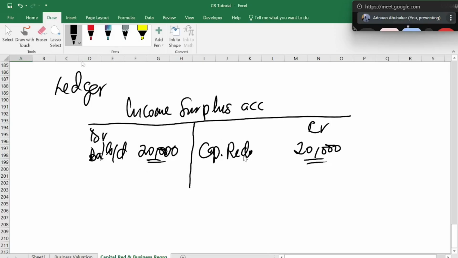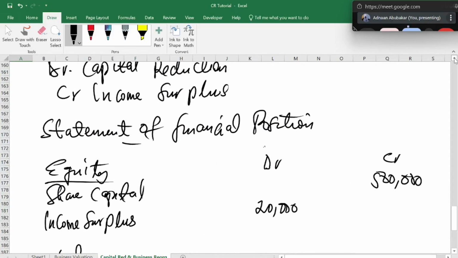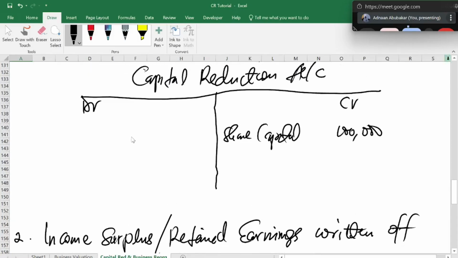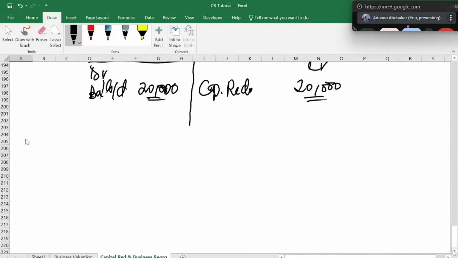So you see that this one will go to the capital reduction account. Since capital reduction is at the credit side, where will it go in the capital reduction account? Debit, sir. Good. So you come here, then you say income surplus 20,000. Do you understand this? Yes, sir. Good. Now let's go to the third example.